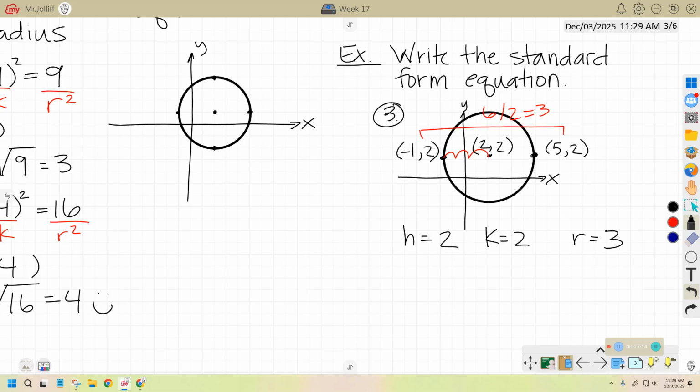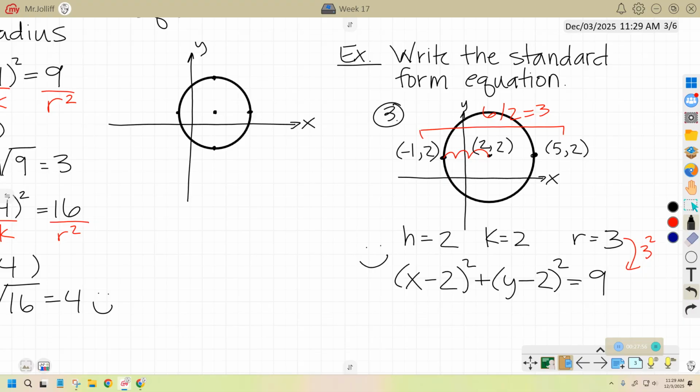Once I have those 3 numbers, now I'm substituting them into the standard form equation. Standard form is x minus h squared plus y minus k squared equals radius squared. 3 squared is what? 9. The equation for that circle is x minus 2 squared plus y minus 2 squared equals 9. Yeah, perfect. Happy face.